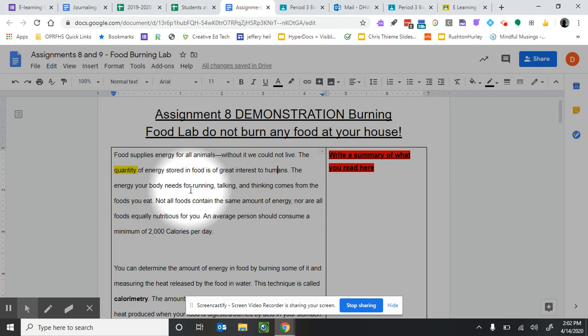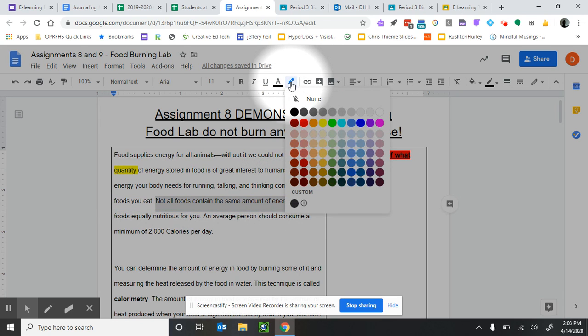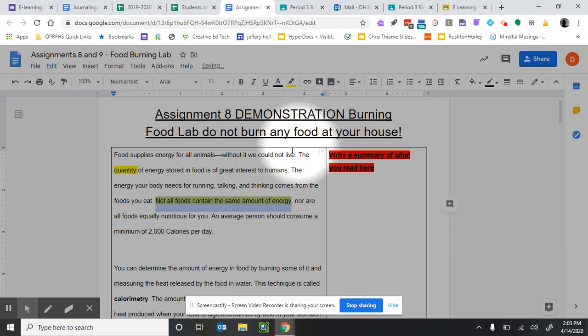The energy your body needs for running, talking, and thinking comes from the foods you eat. Not all foods contain the same amount of energy, nor are all foods equally nutritious for you. An average person should consume a minimum of 2,000 calories per day. So let's see, not all foods contain the same amount of energy. I'm going to highlight that. And nor are they all equally nutritious for you. I'm going to highlight that.